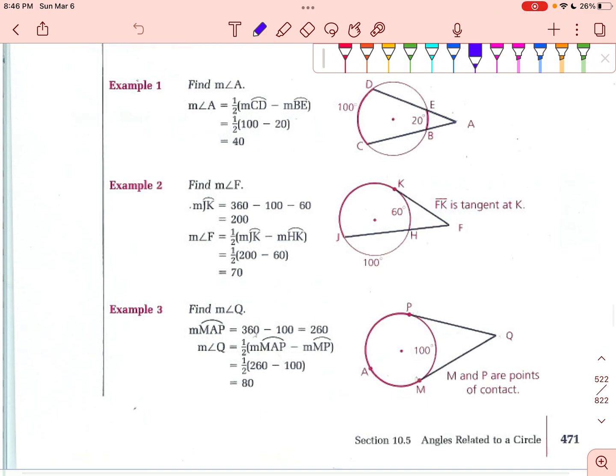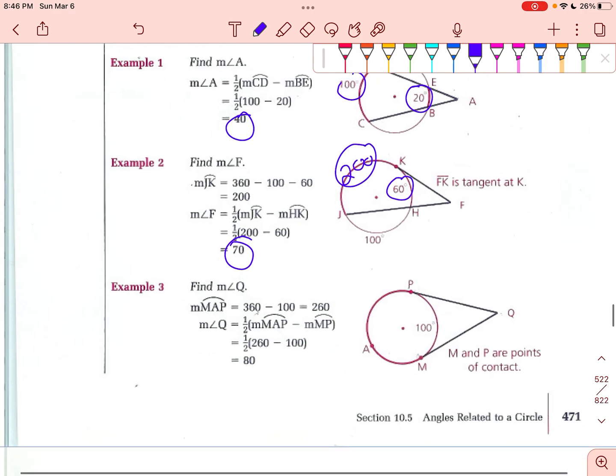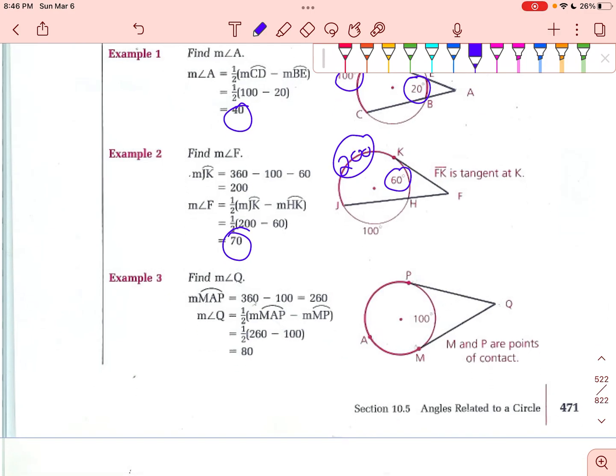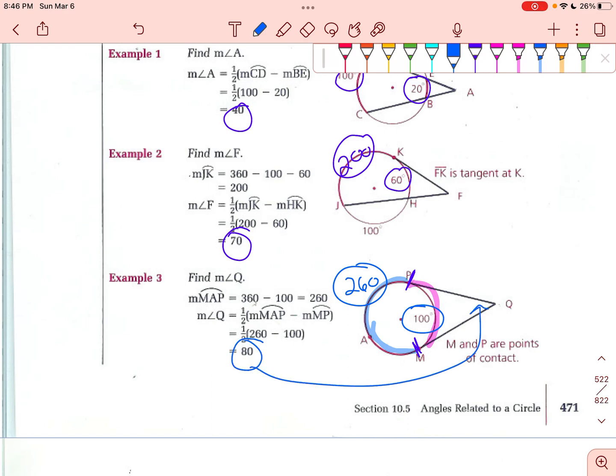Again, you're just subtracting the intercepted arcs. Okay, they did one just like me, 200 minus 60, and then they took half of it. 100 minus 20, and then they took half of it. This is a tangent problem, so these are easy because the full circle is 360. So if this is 100, the rest of the circle has to be 260, and when you subtract them, 260 minus 100 is 160, and then take half of it. This angle out here is 80.